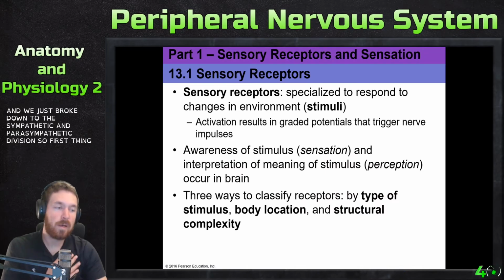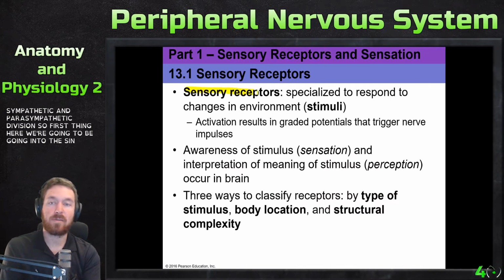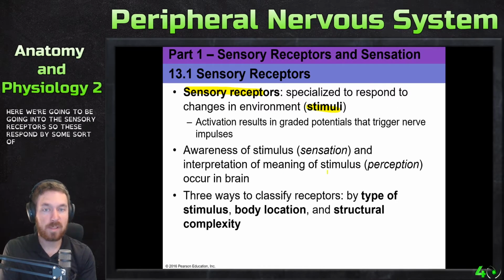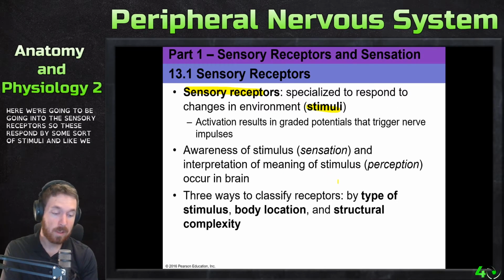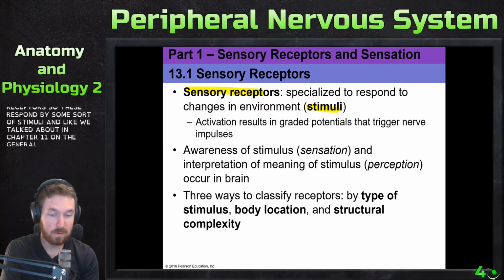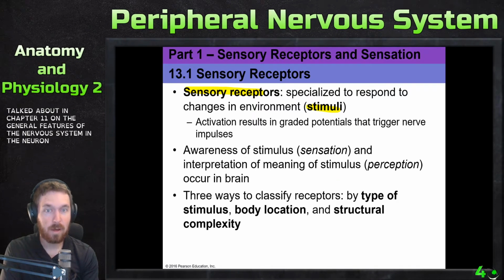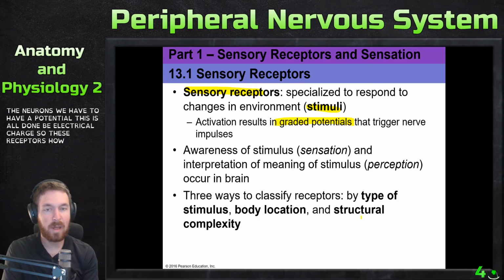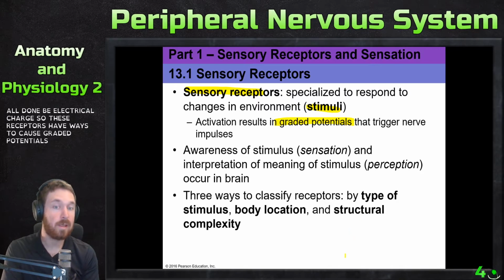So first thing here, we're going to be going into these sensory receptors. These respond to some sort of stimuli. And like we talked about in chapter 11 on the general features of the nervous system and the neurons, we have to have a potential. This is all done via electrical charge. So these receptors have ways to cause graded potentials that lead to the action potential in those neurons.